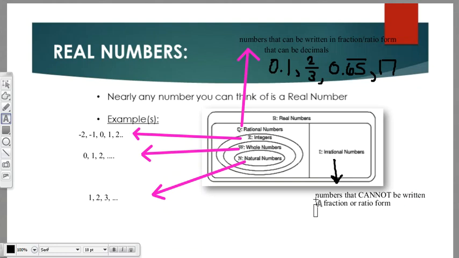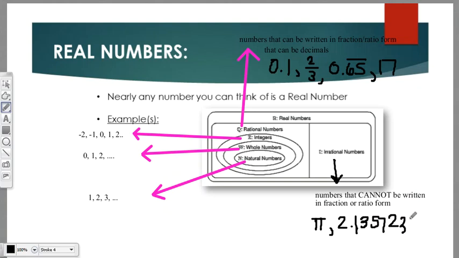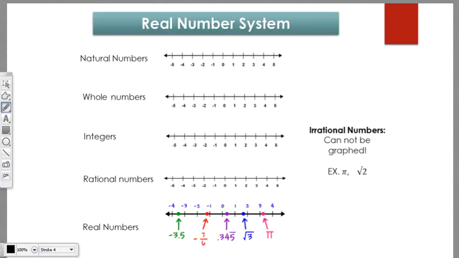Some examples of that would be, a lot of people use the number pi. Or you could say something like 2.1357234, just some decimal that makes no sense, right? Just random and weird. That's what irrational numbers are: they're just crazy weird numbers that don't really have much of a definition to them, don't have an ending point.